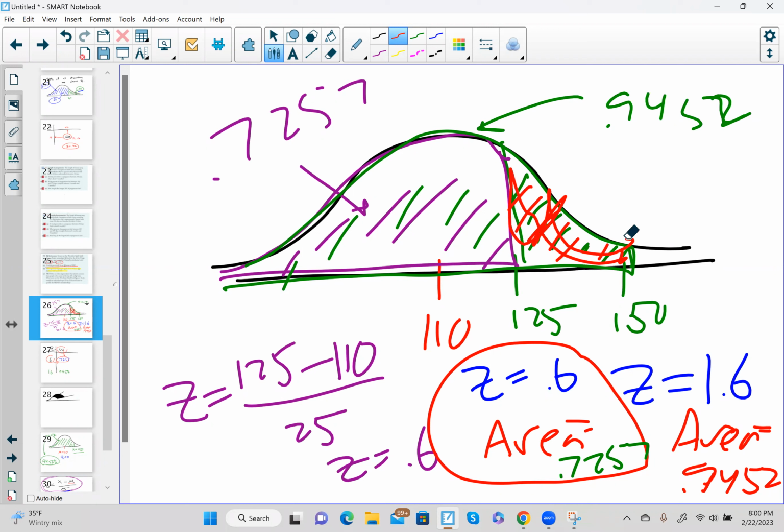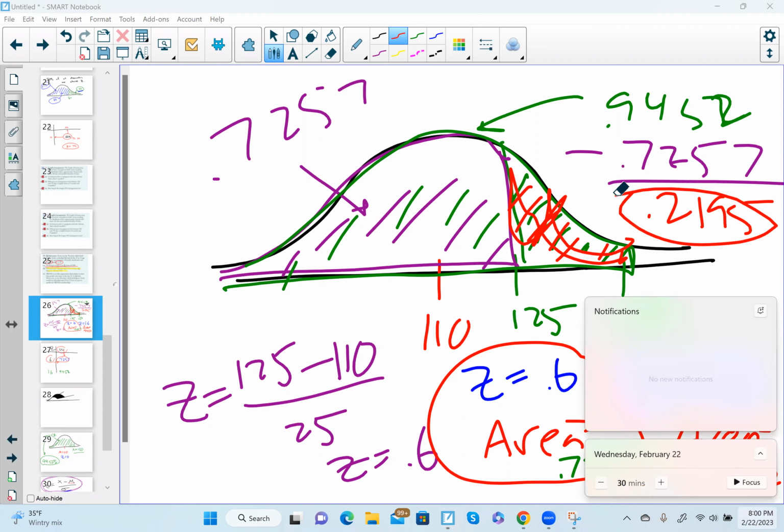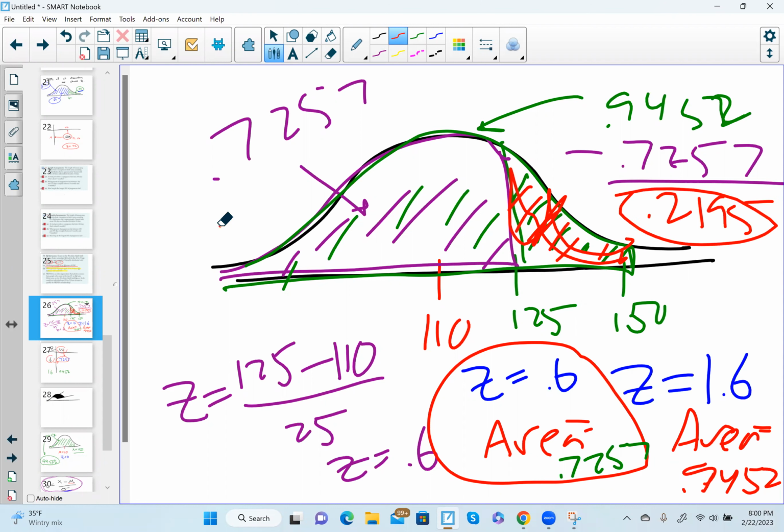So we can see we're going to take 0.9452 and we're going to subtract off that purple area of 0.7257 to get the red area. Let me subtract that for you and see what we get. So again, 0.9452 minus 0.7257. And we get that the red area is 0.2195. Okay. So any questions about that? Yes, no, maybe. What do you think?